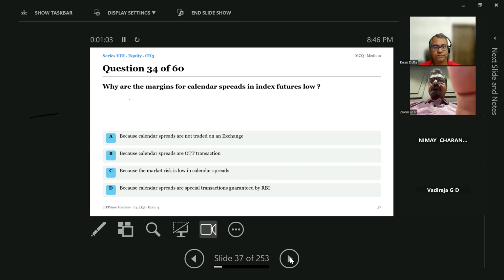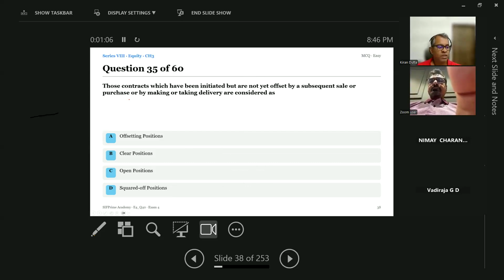Okay, next one. The contracts which have been initiated but are not offset by subsequent sale or purchase, or by making or taking delivery, are considered as... Squared off position? Why squared off? Squared off means I'm closing the position, right? That's open position. Still open position. They're called open positions. The answer is C.